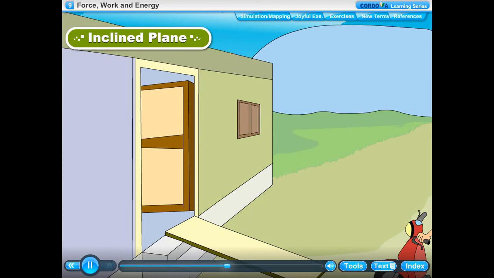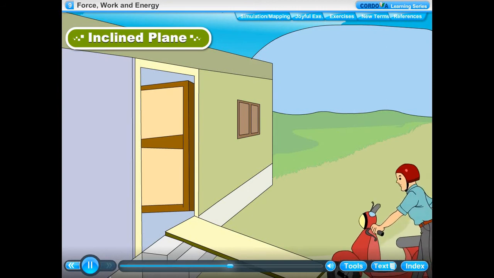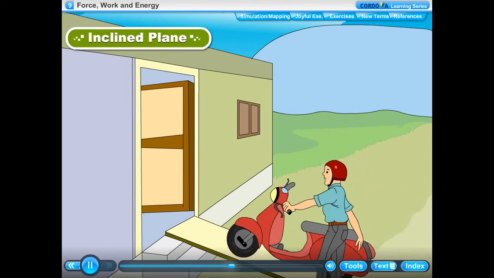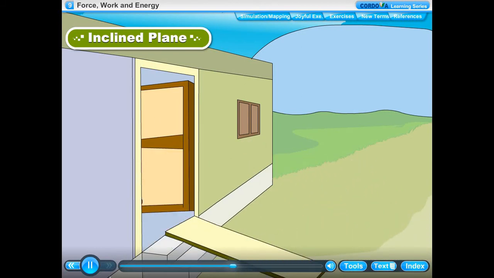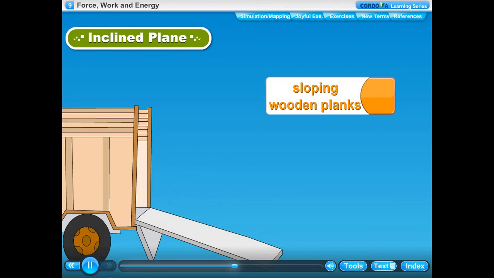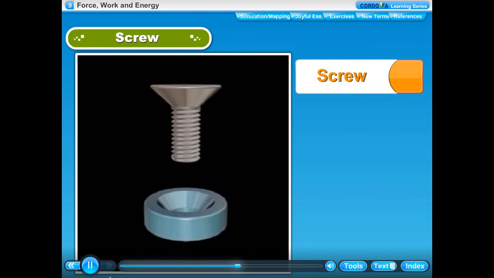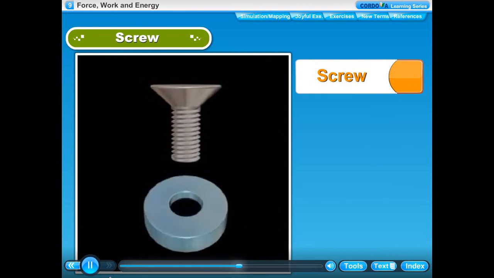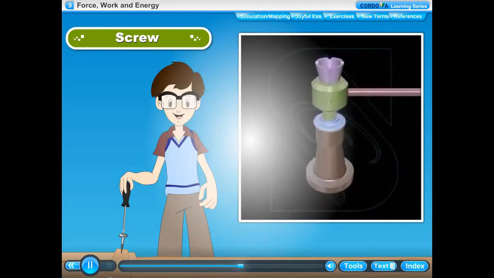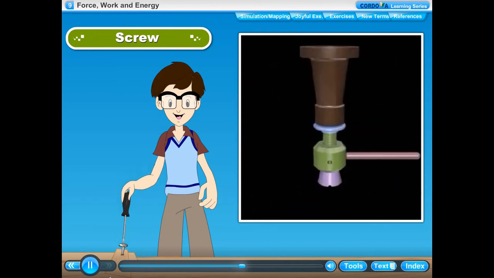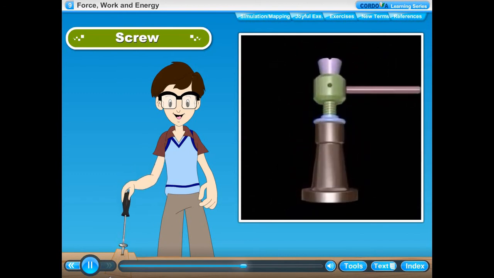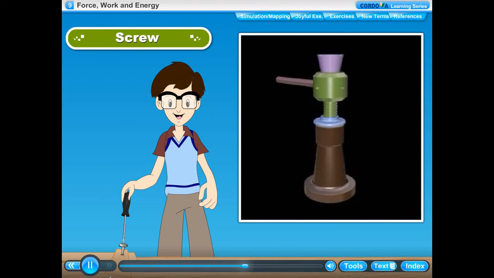Inclined plane. A simple machine that has a sloping surface is called an inclined plane. Some examples of inclined plane are sloping wooden planks, ramps and slides, etc. Screw. A screw looks like a nail with grooves cut into it. It has a winding edge called a thread. The screw can hold things together tightly. A screw jack is an example of a screw.